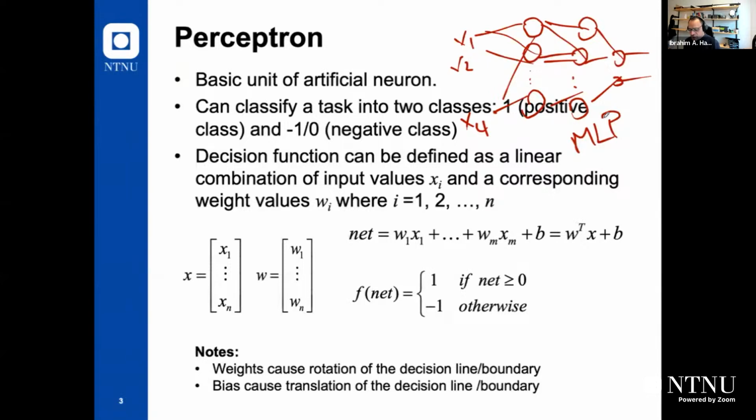So this decision function can be defined as a linear combination of input values, which is xi. Those xi's are input features. It could be the height, weight, last salary, eye color, stuff like this. And we have the corresponding weight values, those omega i's. The corresponding weight values reflect the individual importance of each feature. Some features are more important than the rest.